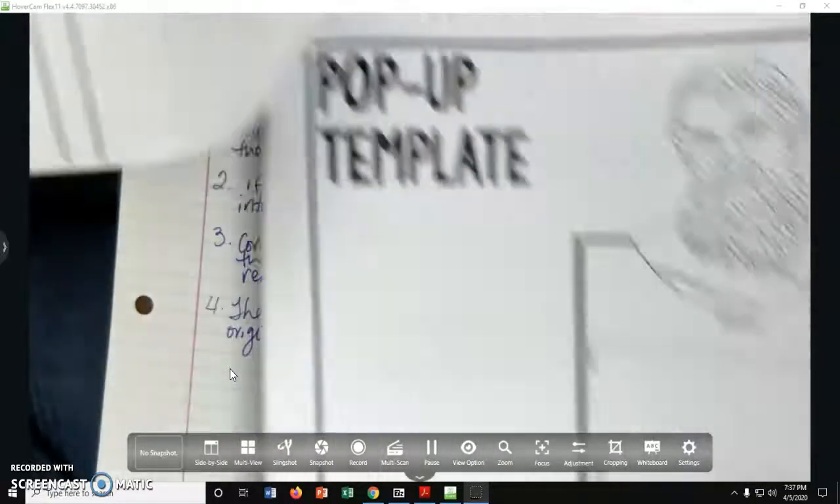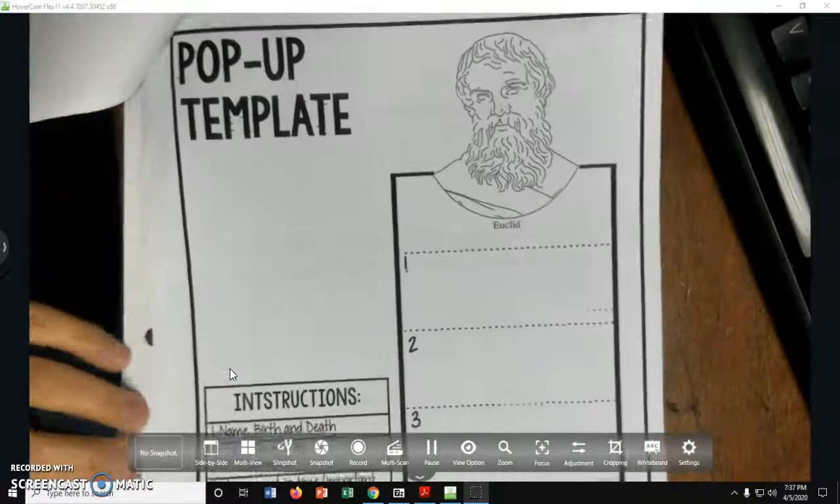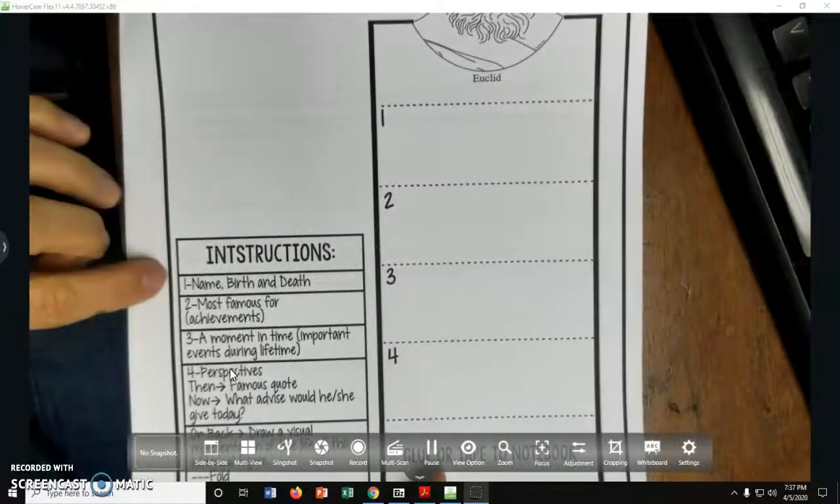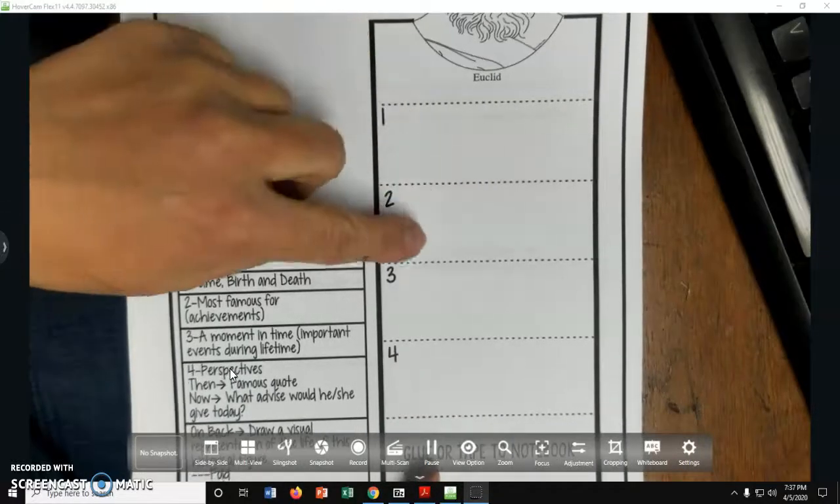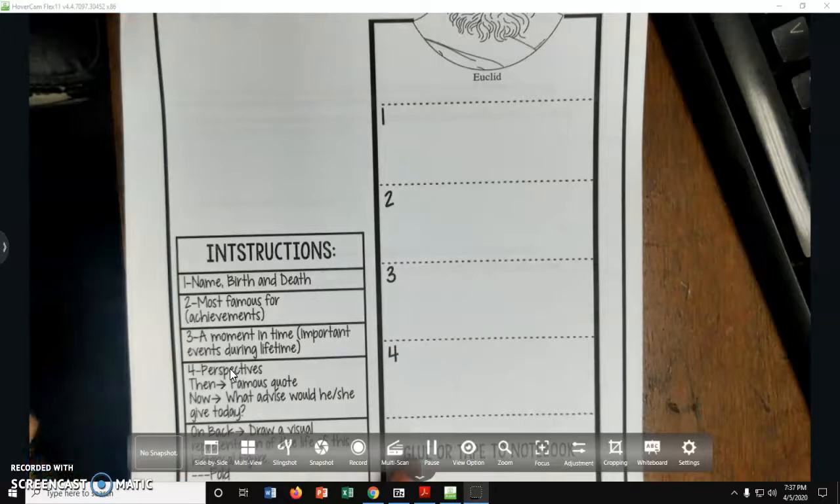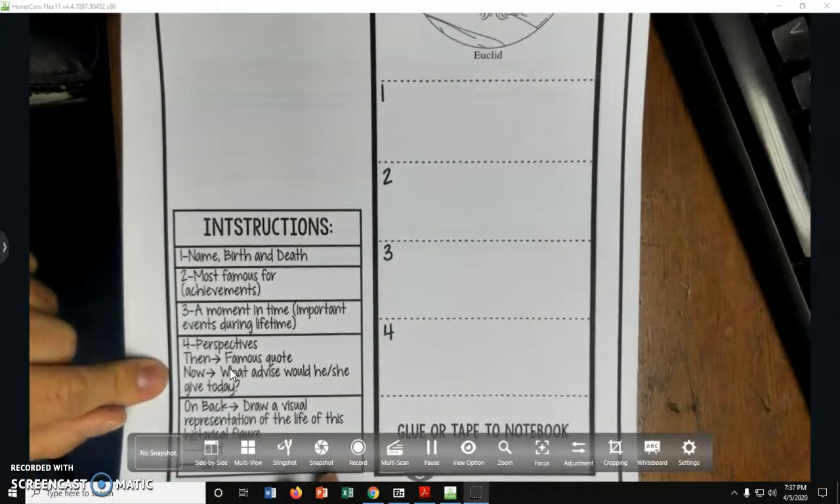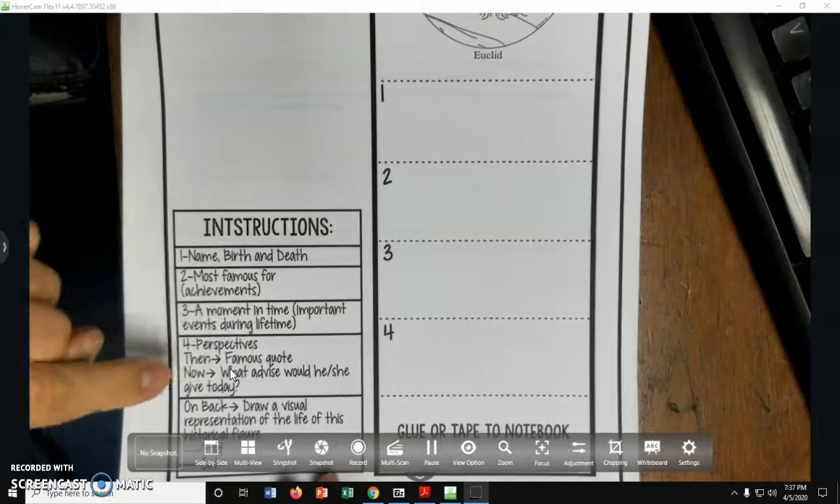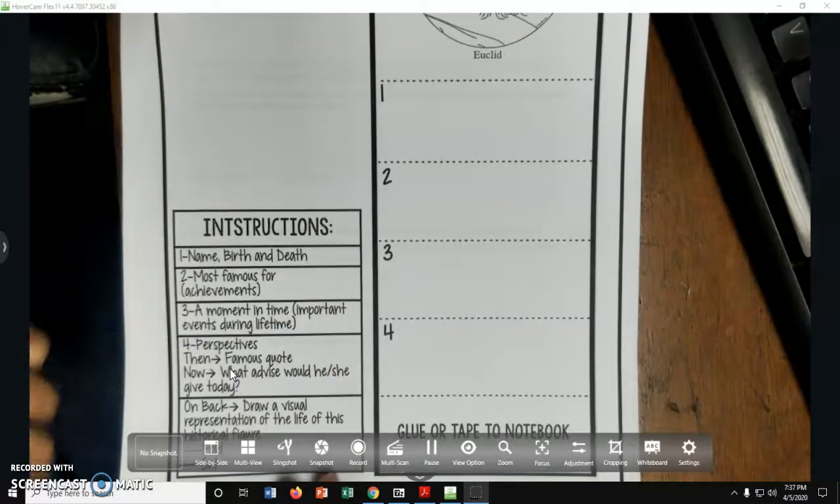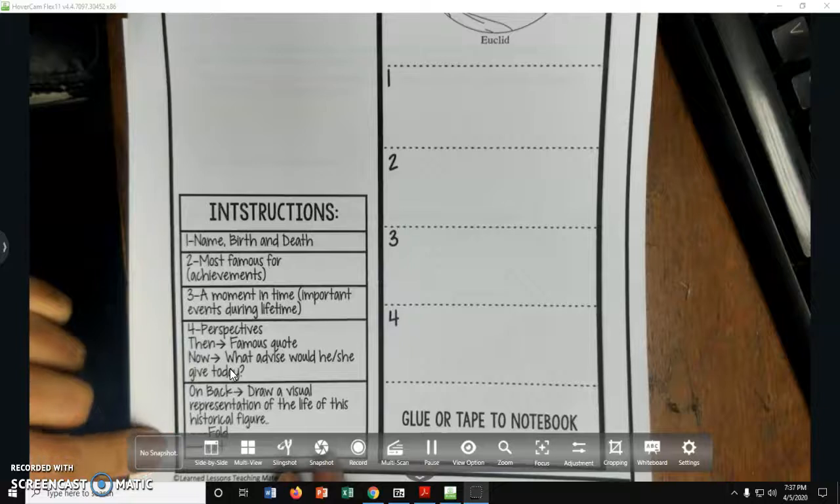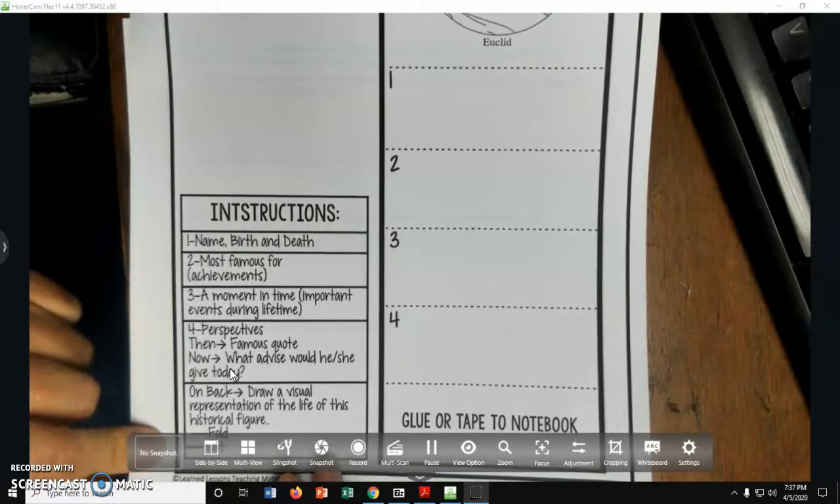Also today, after you've done that, there's a pop-up template, all right? And so here, in number 1, name, birth and date, what he's most famous for, a moment in time, an important event during his lifetime, perspectives, okay? Then a famous quote, now what advice would he or she give today? A little bit of thinking there. And then on the back, draw a visual representation of the life of this historical character.